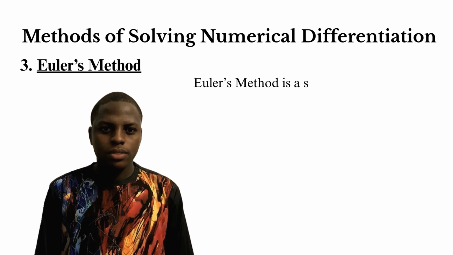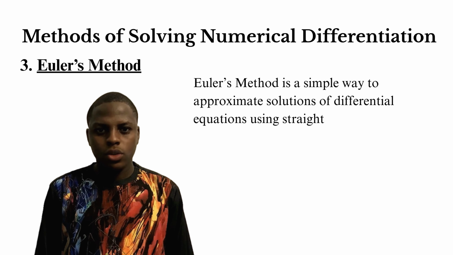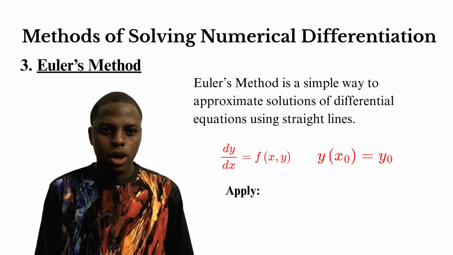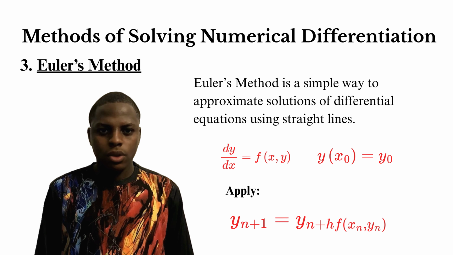Euler's method is a simple way to approximate solutions of differential equations using straight lines. If dy by dx equals f of x and y, then y next equals y now plus h times f at x and y. It's simple and iterative, but not very accurate for complex functions.